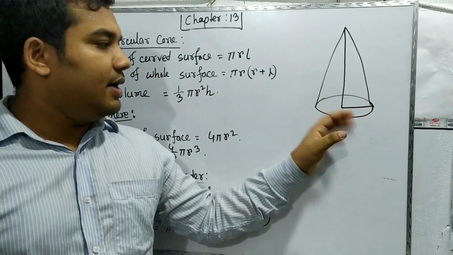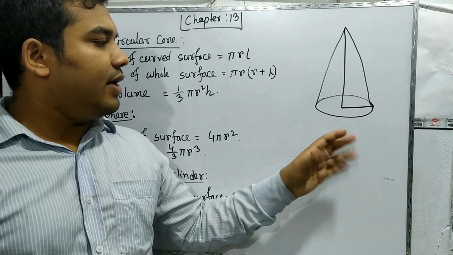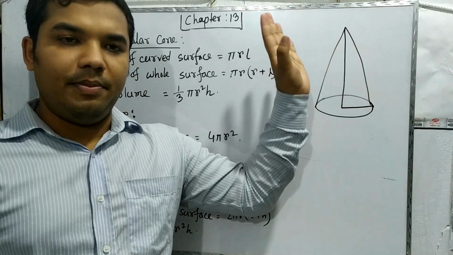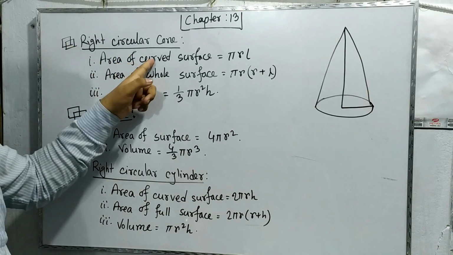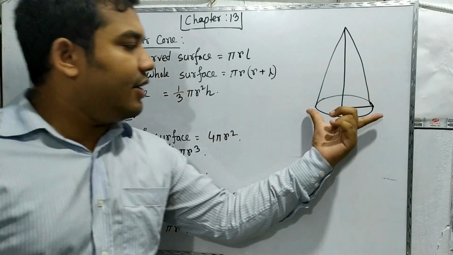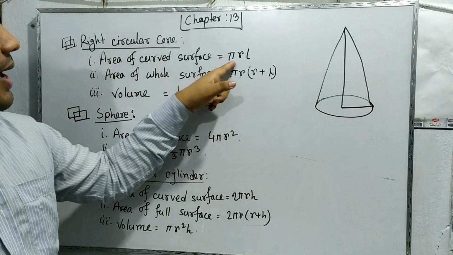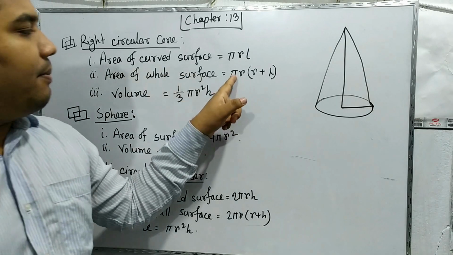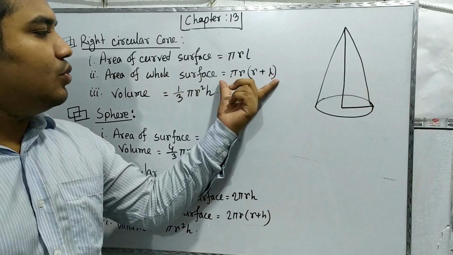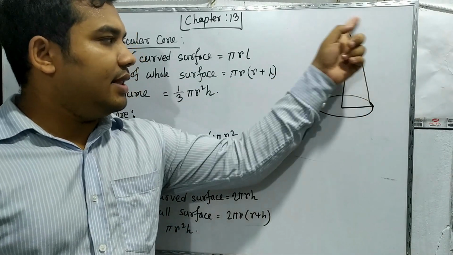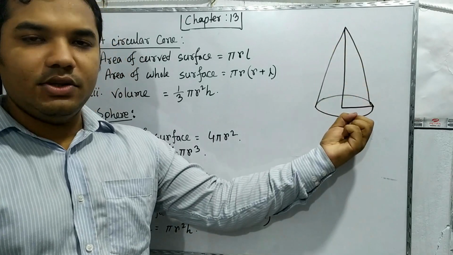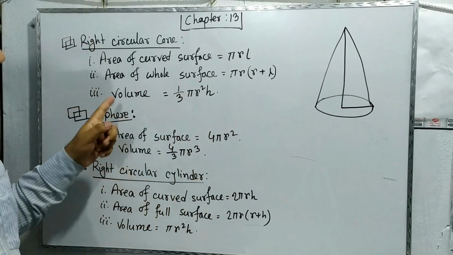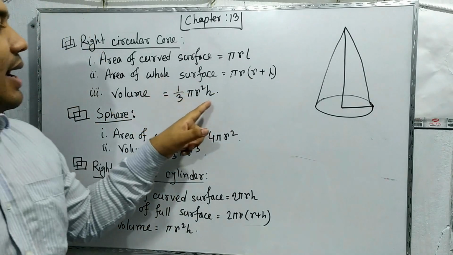For the area of the surface, in the previous part we always found the area, but here we need to find the area of the curved part first, then the area of the total part. So the area of the curved surface is pi r l, and the area of the whole surface is pi r into r plus l. There are two parts, one is this and the other is this. If we add the areas of these two parts, we get pi r into r plus l, and the volume is 1/3 into pi r square h.